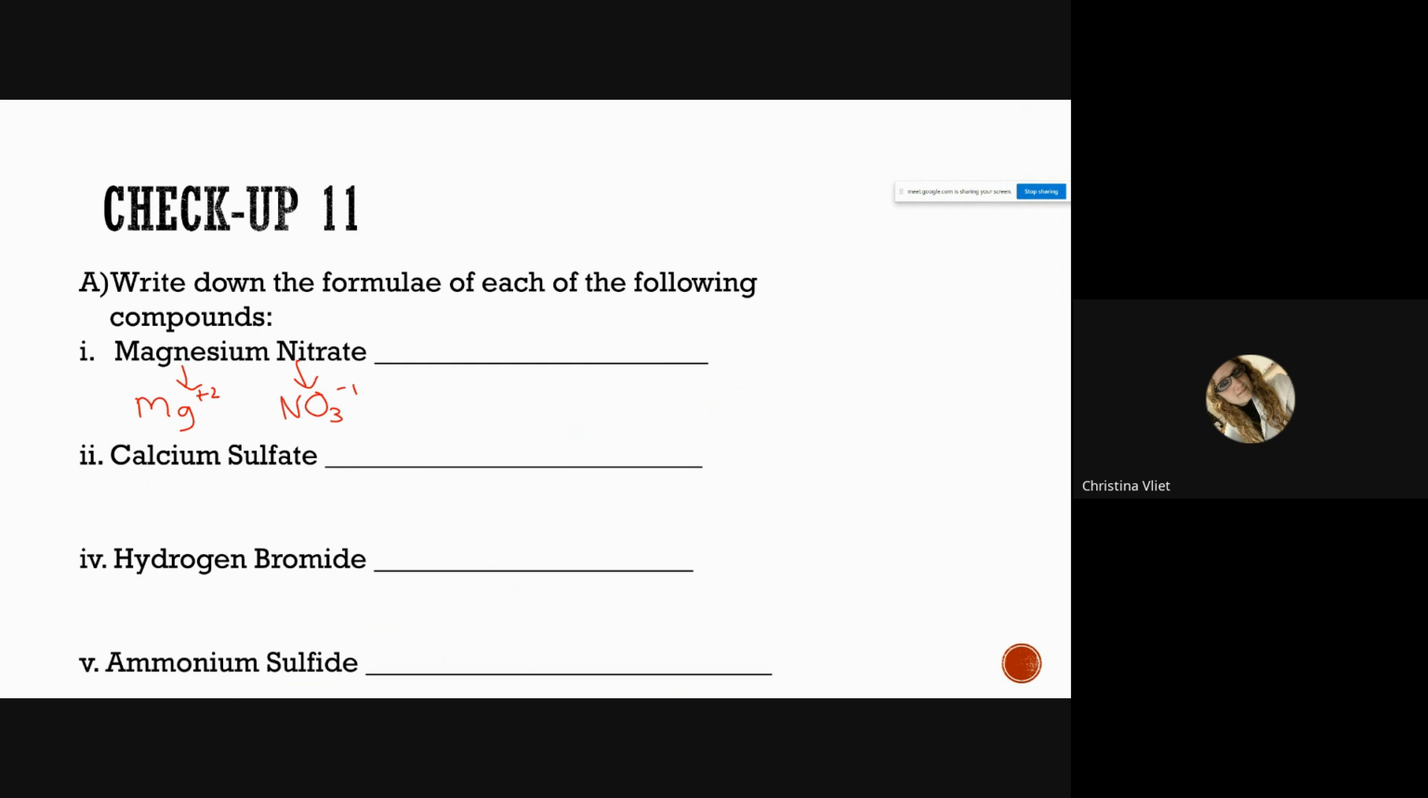Something that you must remember when you have polyatomic ions: if you have more than one of them, what should you do? Write it in parentheses and connect the subscript outside the parentheses. Right. So if you're going to have more than one of a polyatomic ion, you need to remember to put parentheses around the polyatomic ion. And so we're going to crisscross, and we get Mg(NO3)2.